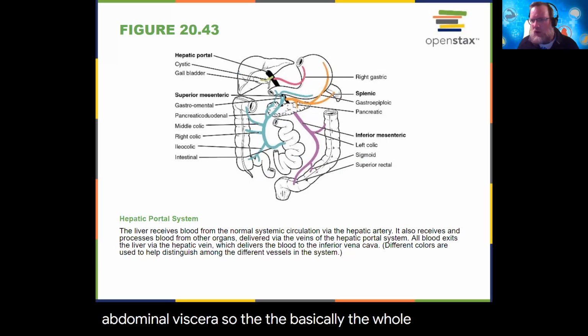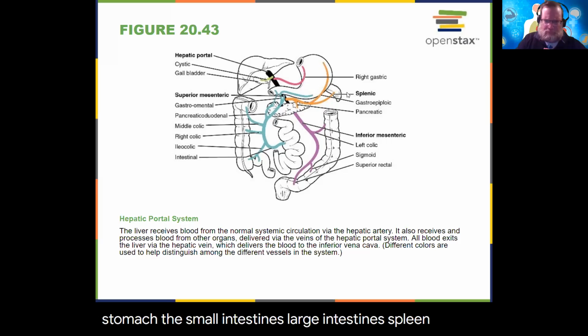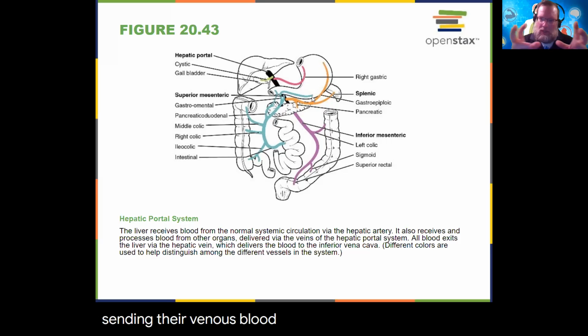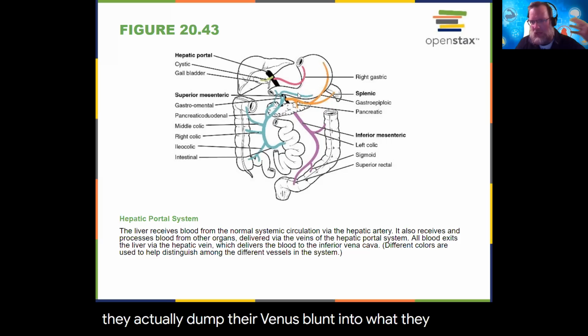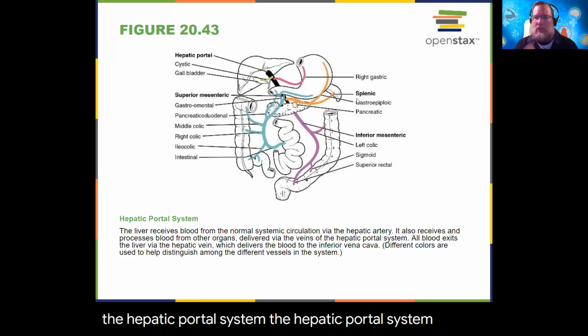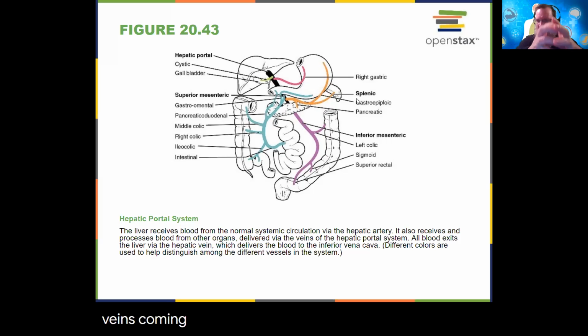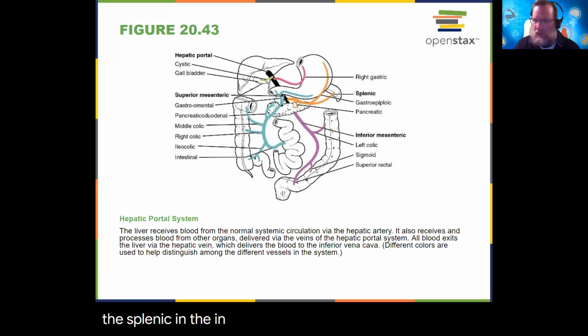So basically the whole GI tract, from the stomach to the colon, and then a few other spots, including the spleen. So we've got the stomach, the small intestines, large intestines, spleen, all sending their venous blood not into the inferior vena cava. They actually dump their venous blood into what they call the hepatic portal system. The hepatic portal system is three veins coming together from your abdominal viscera. We see the splenic, and the inferior and superior mesenteric veins, all dumping.